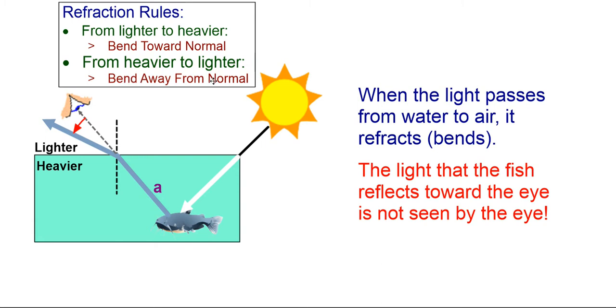What happens? It bends. It refracts. It bends away from normal. I've drawn the normal line here, that perpendicular line. And here's where it would normally go, right? It didn't bend right into the eye, but it's going to bend away from the normal. It's going to bend over here. See it? So this light beam here, which comes right toward the eye on the way out of the water, bends. And it misses the eye, doesn't it? When the light passes from water to air, it refracts, it bends. The light that the fish reflects toward the eye is not seen by the eye, is it? It goes beneath the eye.